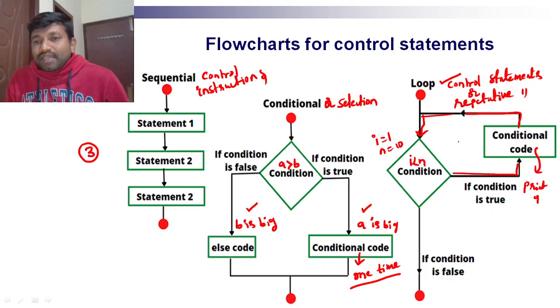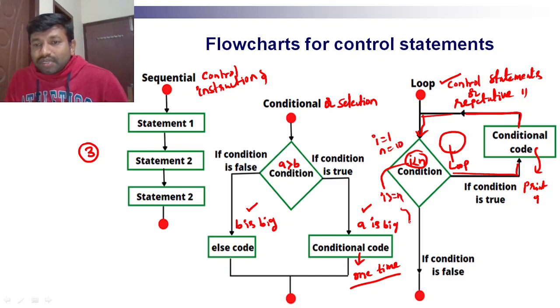So what is happening? Here you can see a circle has been established. This concept we call looping or loop. I am going to execute this conditional code as long as i less than n is true. Whenever i becomes equal to or greater than n, then I will come out of this loop.